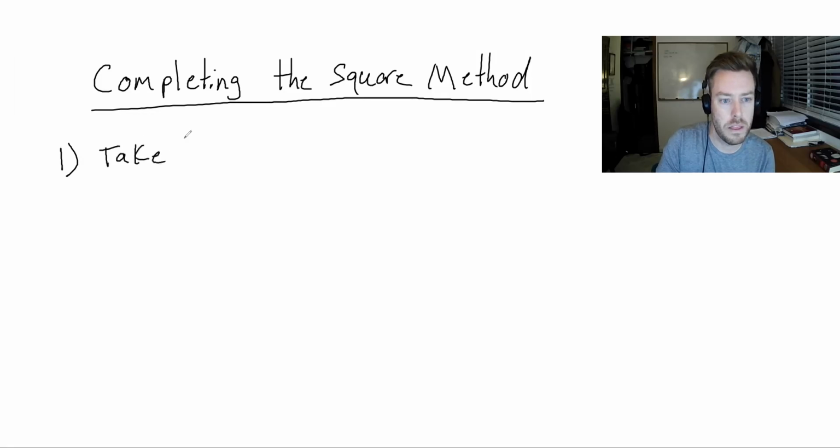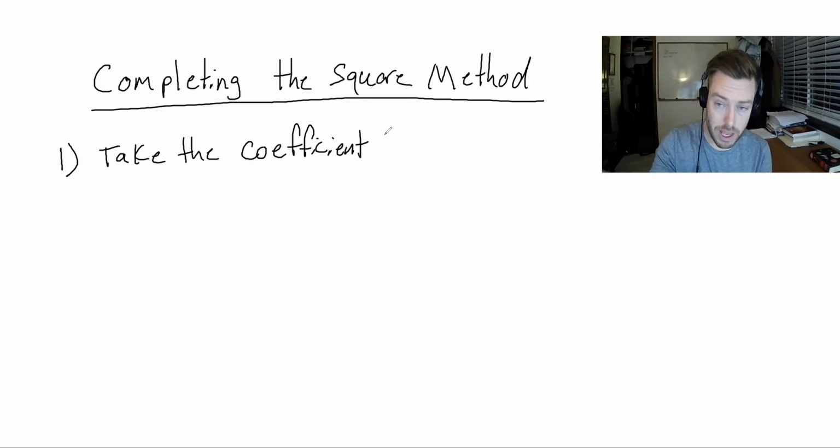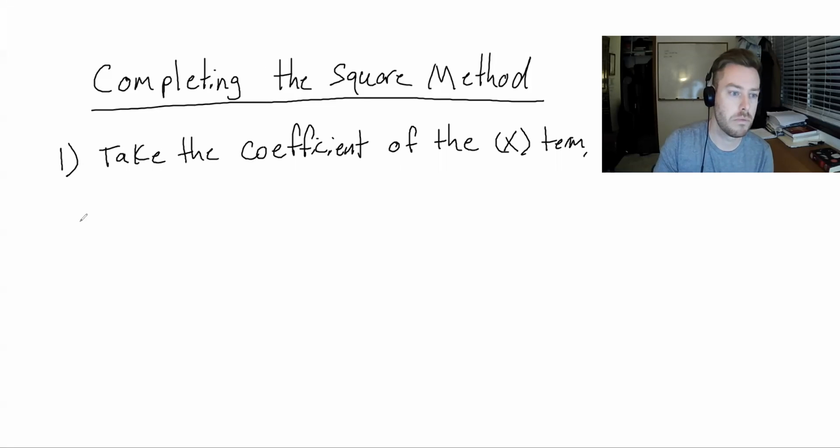Step 1: take the coefficient. That just means the number that's in front of any variable. So in this case, it will be the variable x. Take the coefficient of the x term, right? The one that's in the middle.